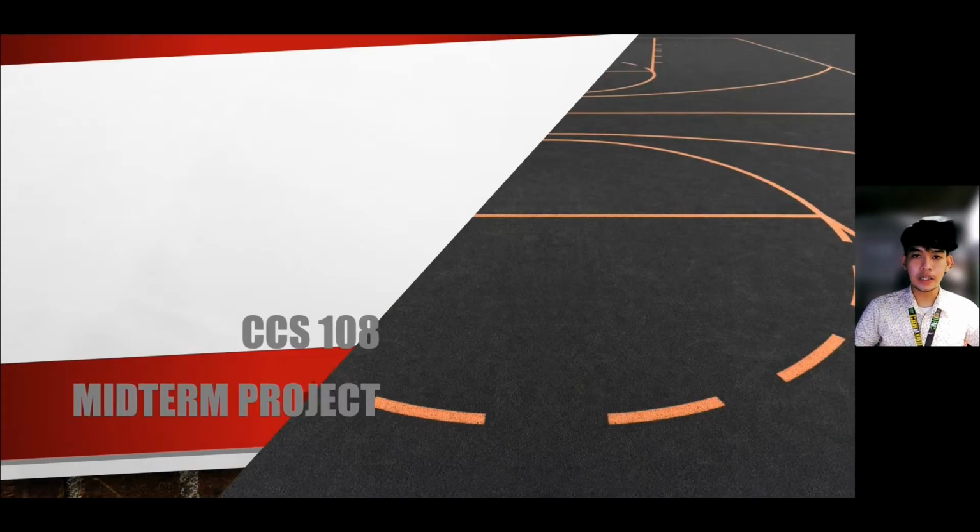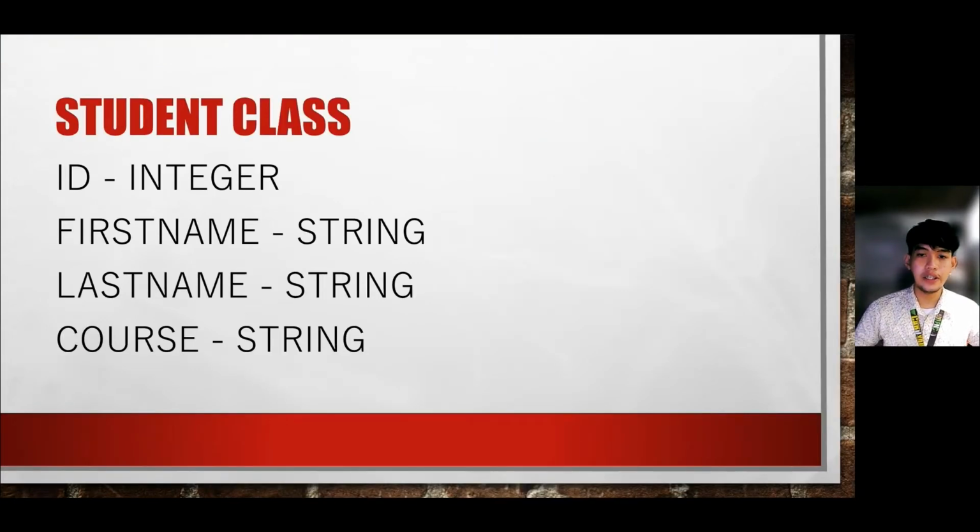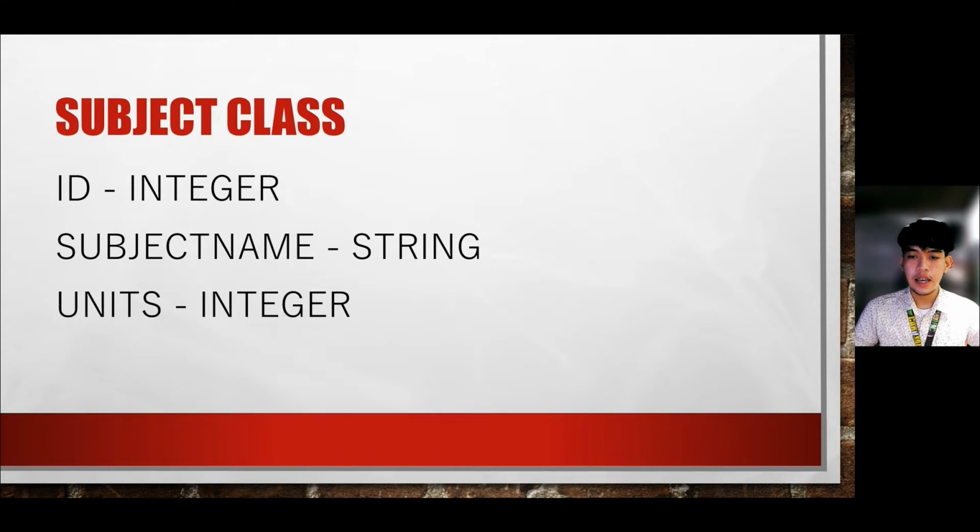In this project, we are tasked to create a program that has three classes, the student class, the subject class, and the main class. We need to consider a student having an ID integer, first name string, last name string, and lastly, the course string. And for the other class, we have the subject class: ID integer, subject name string, and lastly, units integer. We also need to implement class association to show the relationship between two classes and identify the multiplicities needed considering the real-world scenario.